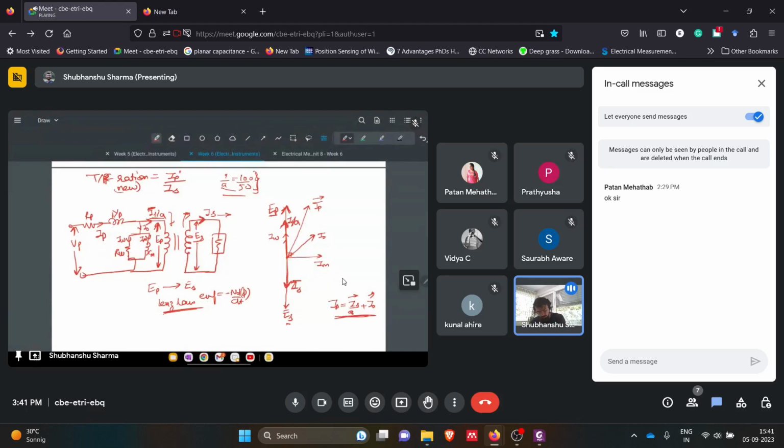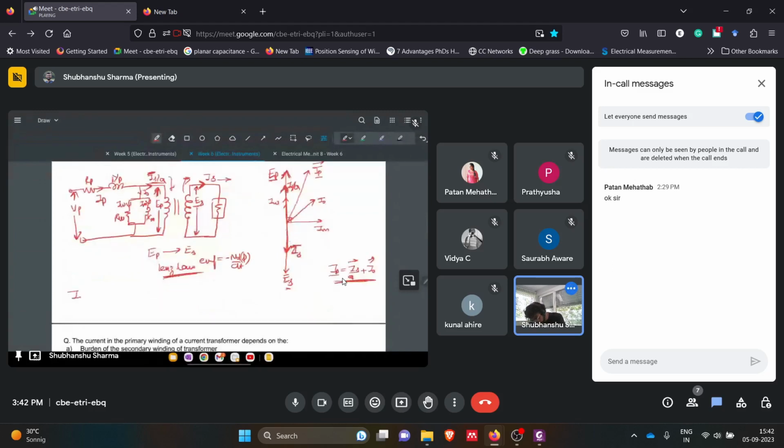So now they are asking what is IP in order to get the transformation ratio. Now I think you will get the clarity. We need to calculate IP. For calculating the magnitude, simple vector addition: IP will be the square root of I naught square plus IS by A square plus 2 I naught IS by A into cos alpha. Let's say this whole angle is alpha. This is simple vector addition.